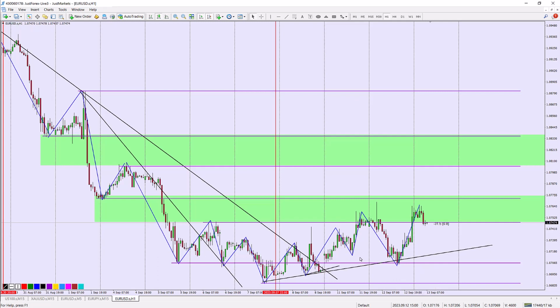This is a fan line. You can draw this fan line. The price broke this, touched the previous line, and then came back up, and then went to this gap area. Now the market's going down, but the general direction of the new trend is upward.